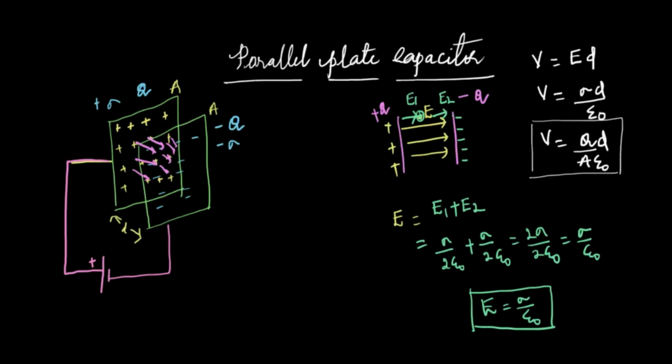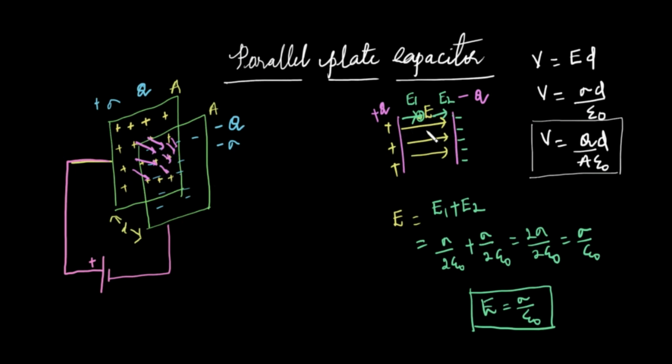Just a quick revision of the parallel plate capacitor. Two plates of area A. Now we connect one plate to the positive terminal, another plate to the negative terminal. The electrons are attracted towards the positive plate and, driven by the battery, they reach and accumulate on the other plate. So you have plus Q, that is sigma, on one plate and minus Q, sigma, here, and an electric field will develop.